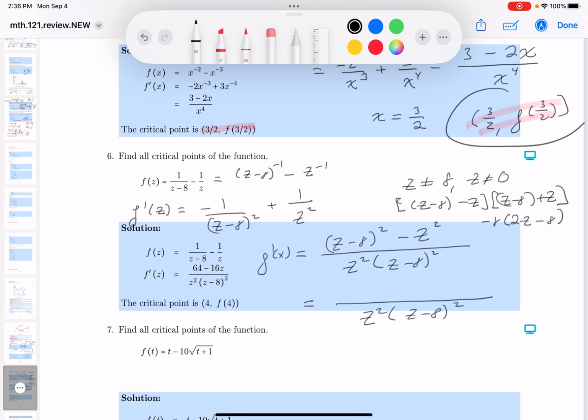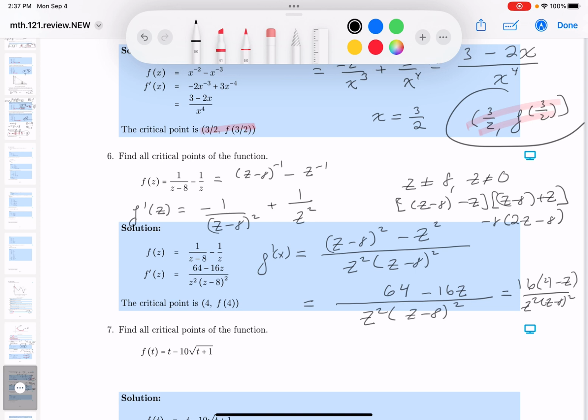And what's it going to give you? That's going to give you, let's see, minus 16z. See if I did that right. I did, and then 64. If you want, you can factor that too. I guess maybe I should factor that too. And what would you get? I would say 16 comes out, and you'd be left with 16 times 4 would be 64 minus z, over z squared (z minus 8) squared.